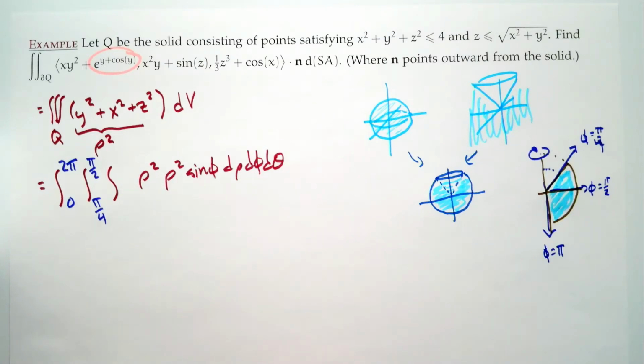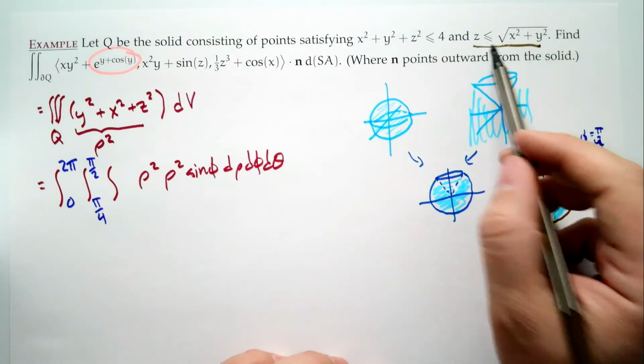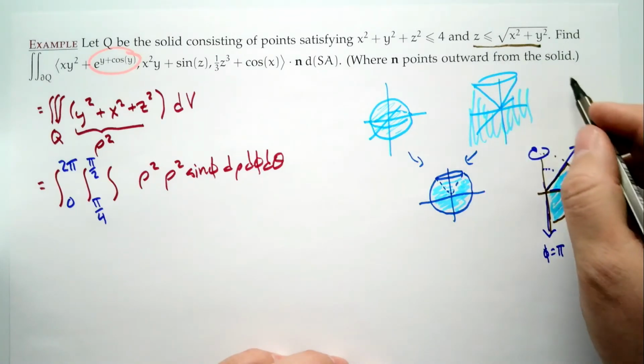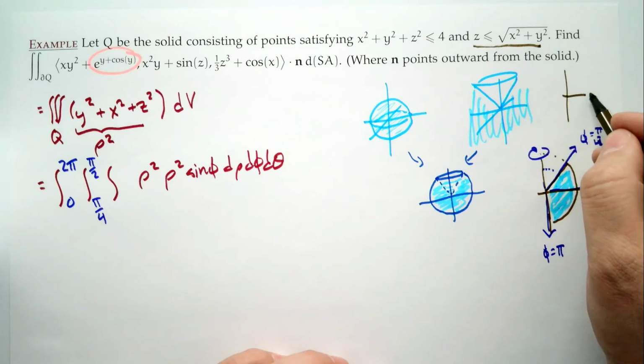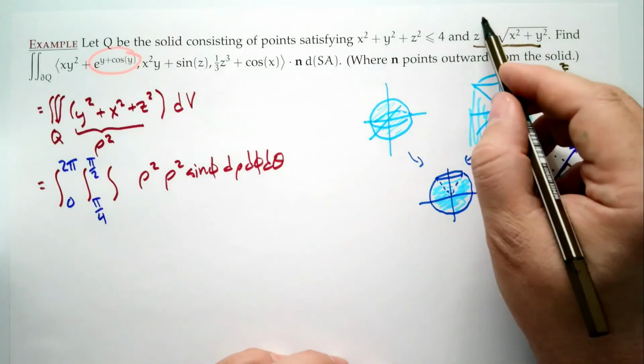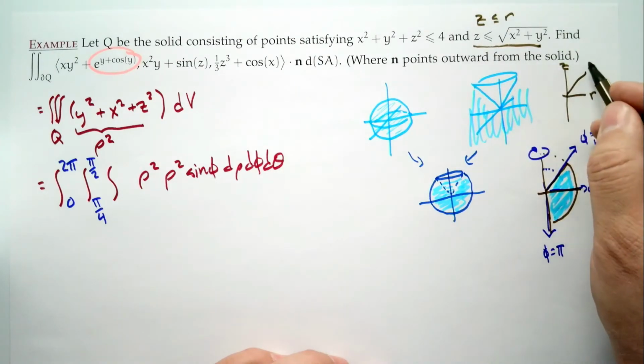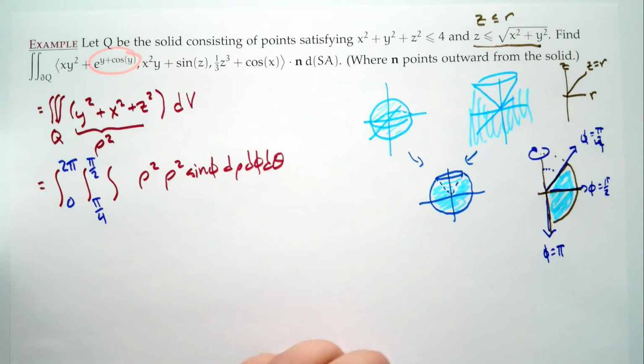Well, really what I'm keying off of is this line here. When I draw this region, what I'm really drawing is R and Z. And so this is Z less than or equal to R. So this line is the line Z equals R. So I see Z equals R, that's like Y equals X, that's going off at 45 degrees.